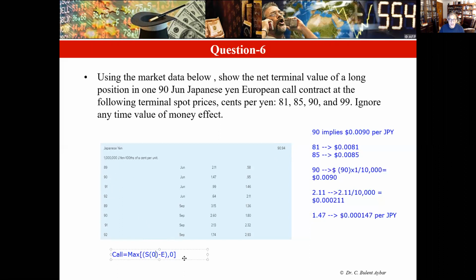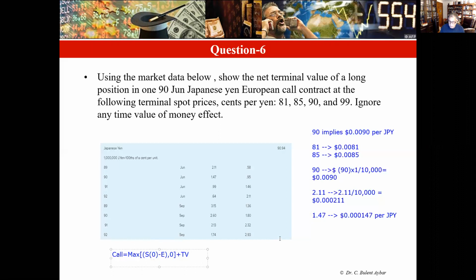Since the call value is equal to the intrinsic value plus time value, regardless of what happens to the time value, with an increasing exercise price, the call premium should be declining, right? Since this part is going to be going down with increasing exercise price, the call premium will go down.